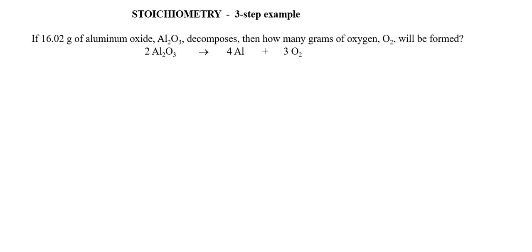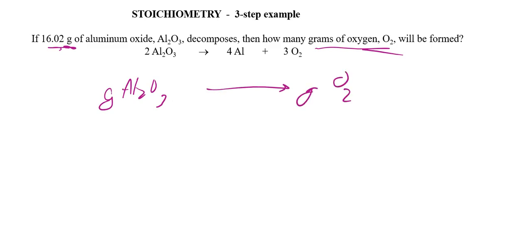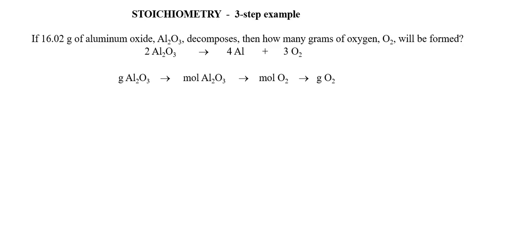One more bigger problem. We've got grams of one thing, 16 grams of aluminum oxide. How many grams of oxygen? So we want to go from grams of one thing to grams of something else. There is no gram to gram conversion. The only way you're going to change chemical formulas is through moles. So go to moles, change the chemical formula, go up to grams. Okay? There we've got it all sketched out.